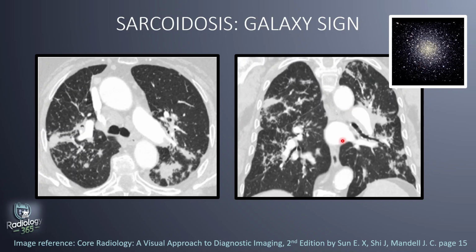So in these axial and coronal CT images, it demonstrates extensive upper lobe predominant confluent perilymphatic nodules, and the galaxy sign is most apparent on the axial image, where confluent nodules appear like confluence stars forming a galaxy. We have some here, we have some around here as well.